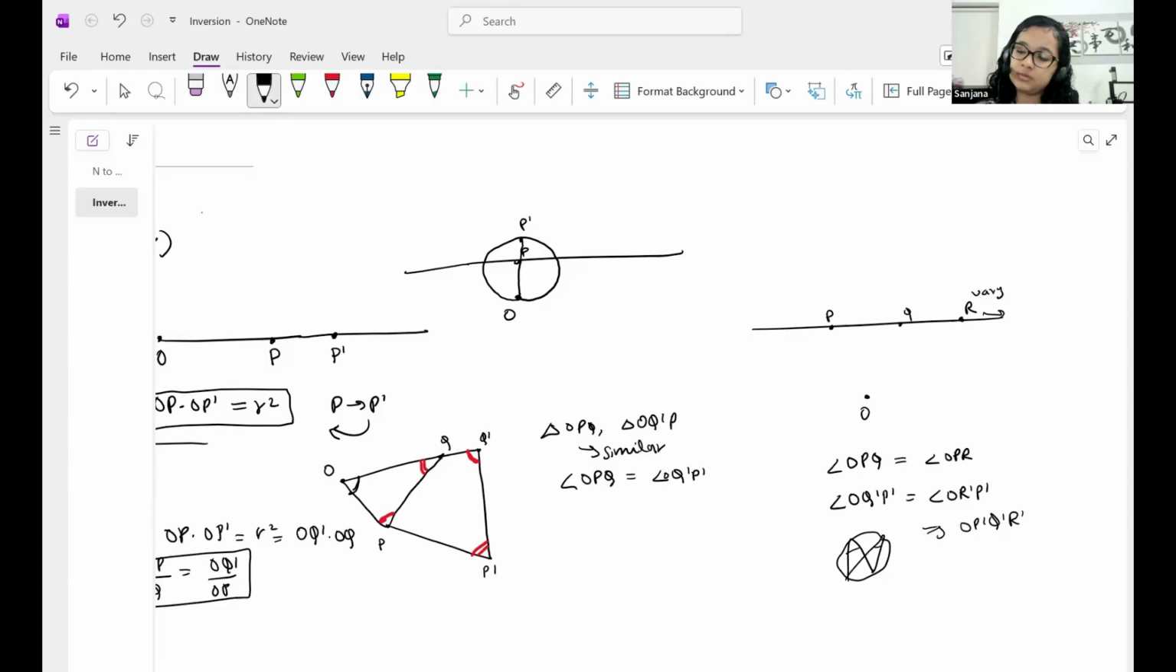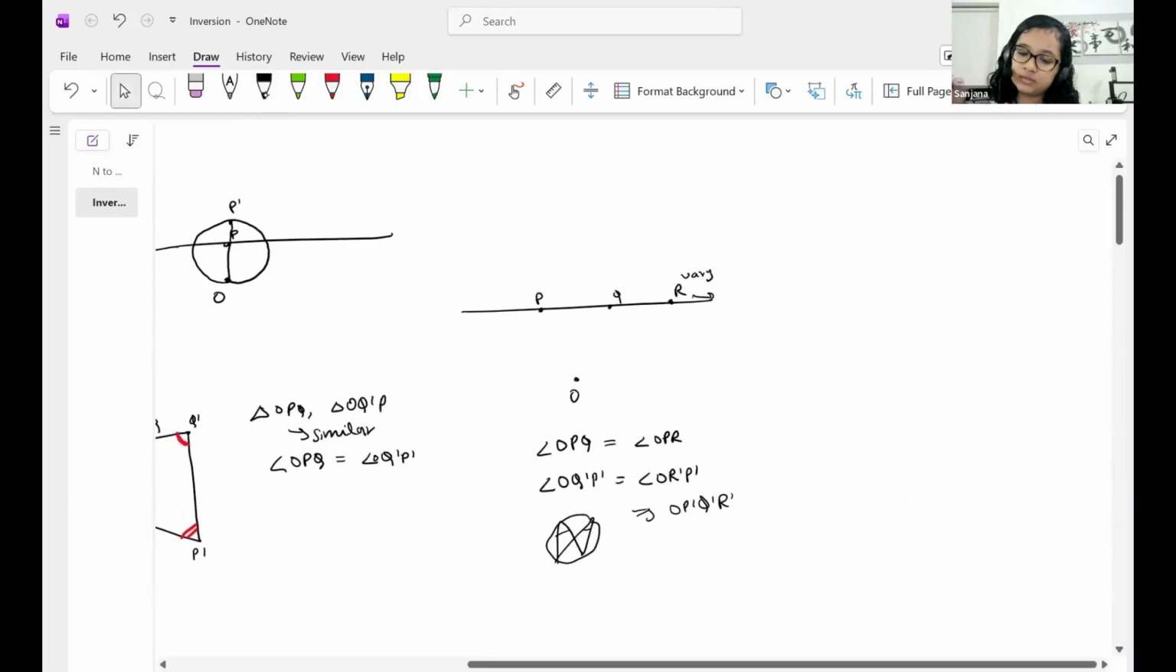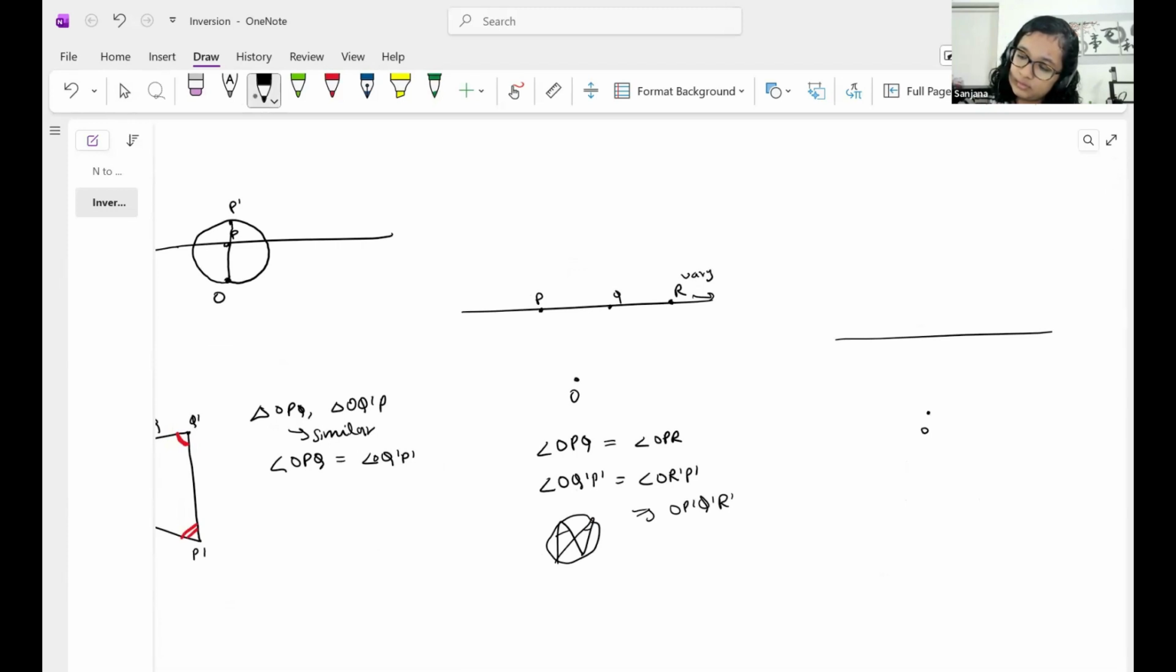And now we come to the center. What happens to the center of the circle? So as before, we know that this is the circle, and let the two intersection points be X and Y, and let the center be some E. So can anyone tell me what happens to the center of the circle upon inversion about O? It's very similar to what was mentioned before.